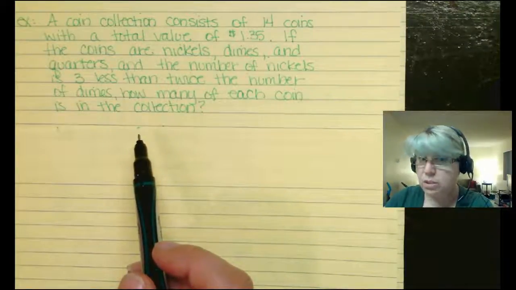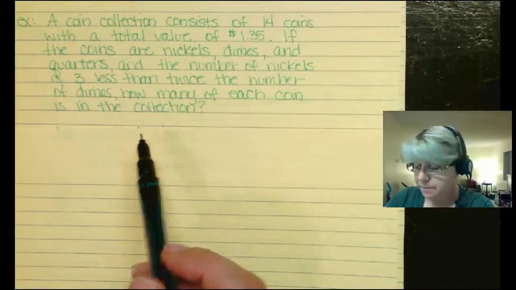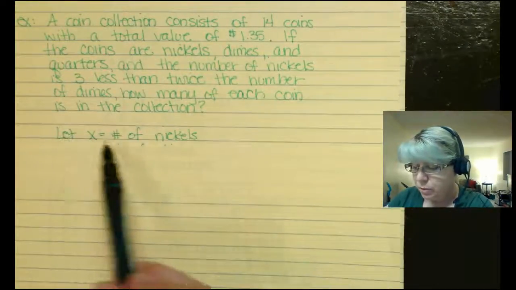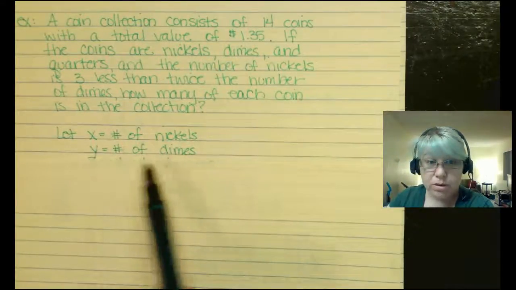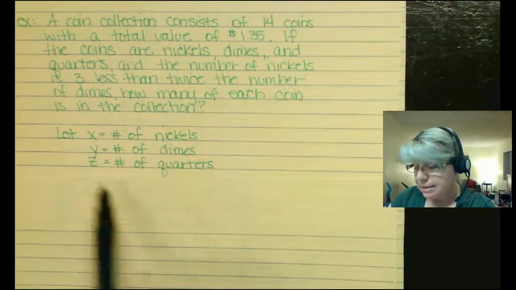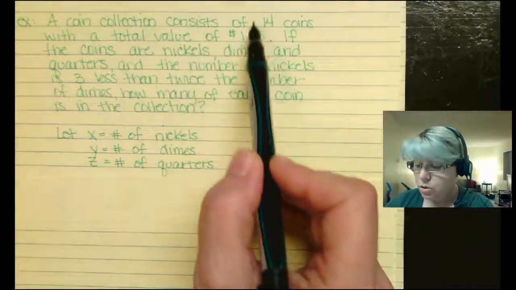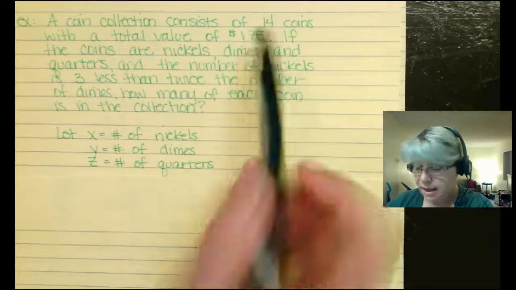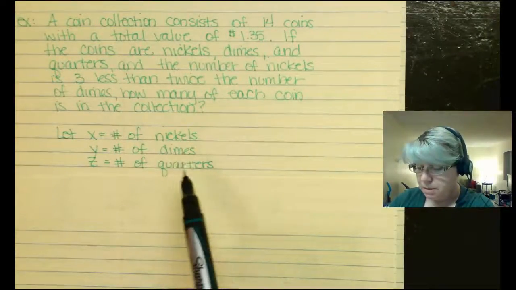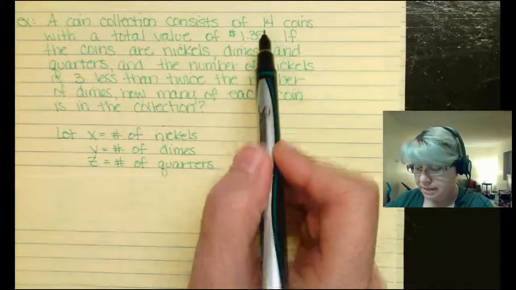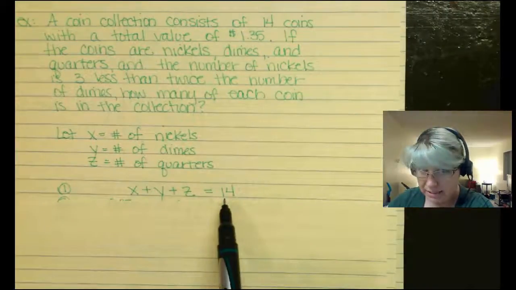Right? So we don't have just 2 unknowns, we have 3 unknowns. Let's let x equal the number of nickels. Let's let y equal the number of dimes. And let's let z equal the number of quarters. If I have a total of 14 coins, that means the number of nickels plus the number of dimes plus the number of quarters will equal 14. That's going to be x plus y plus z equals 14.